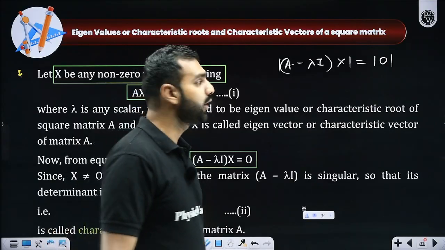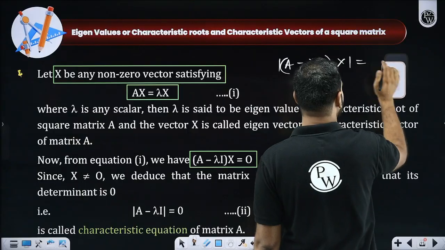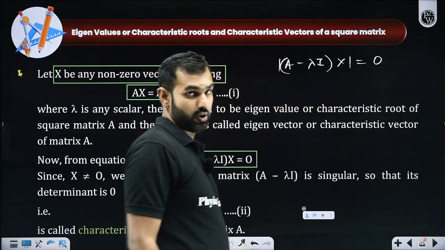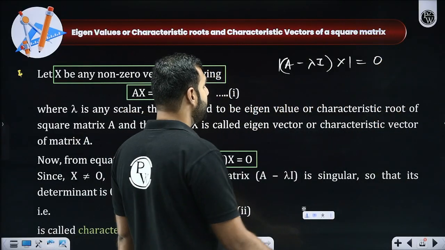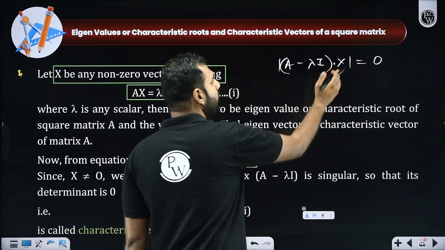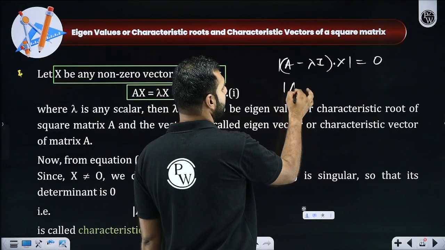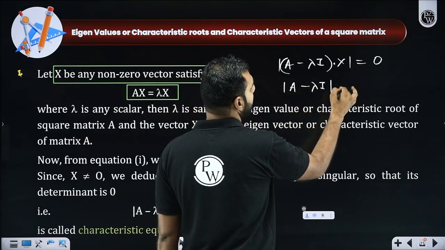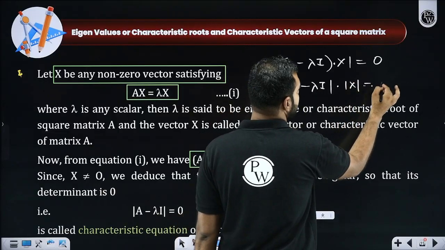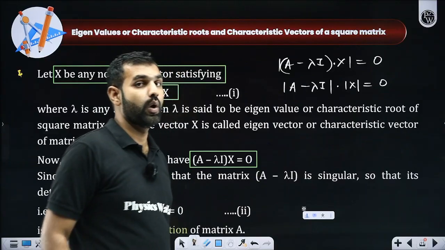And what is the determinant of null matrix? Sir, we know determinant of null matrix is 0. Determinant of null matrix is 0. And we know determinant can be split over a product of matrices. Yes or no? So I can write it as determinant of A minus lambda I times determinant of X is 0.